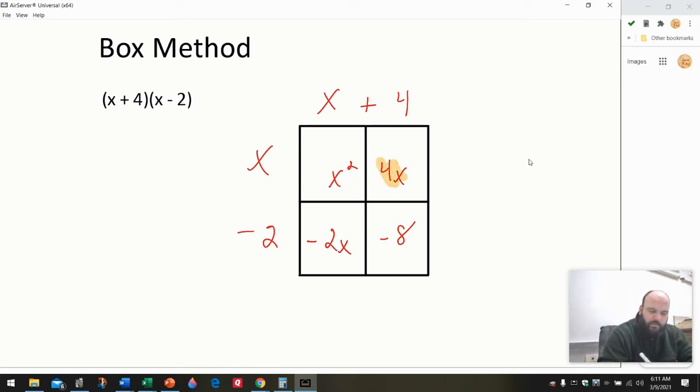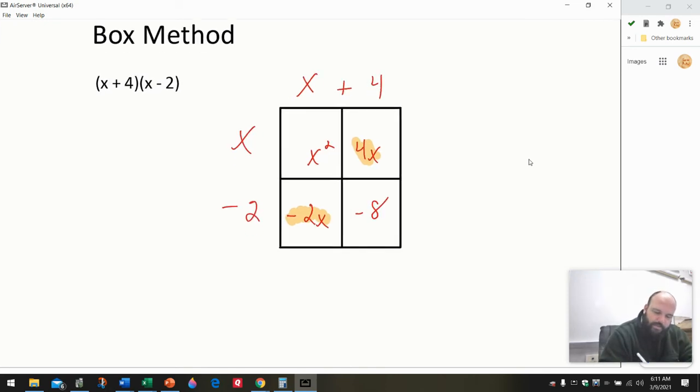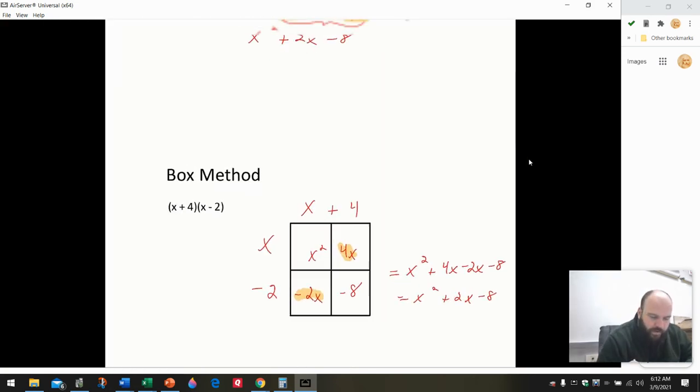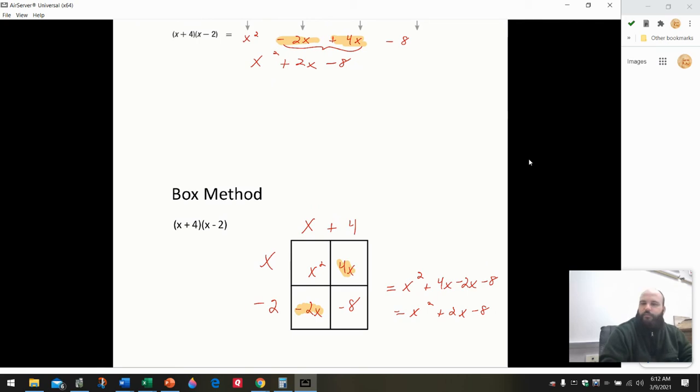So you can see right here, there's a 4x and a negative 2x. And so we rewrite this in its correct order, highest power, x squared first, and then we have 4x minus 2x, and then the minus 8. But those two like terms will become 2x minus 8, just like that. And there's your final answer. And it matches perfectly with what we got using the foiling method.